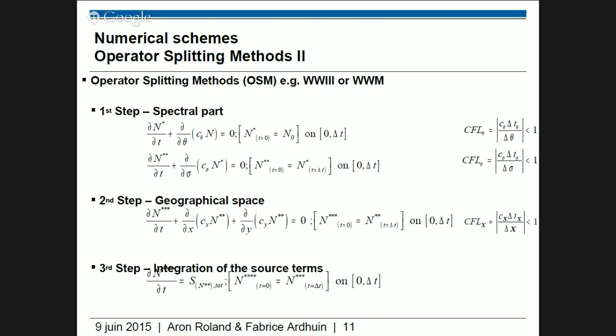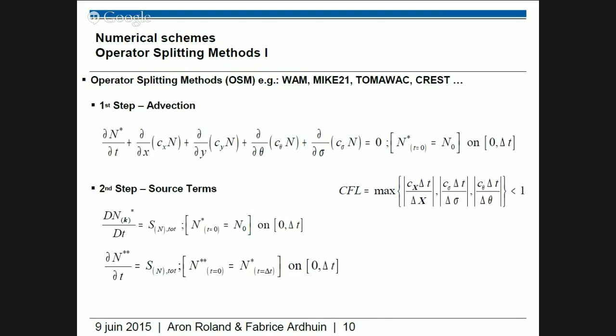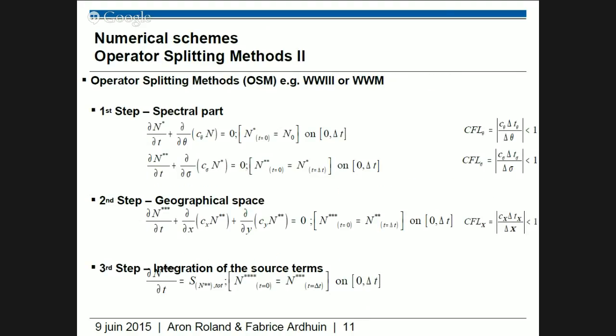This splitting is typically done in TOMAWAC because it's integrating the spatial and the refraction at the same time using ray trajectories. In WAM or WaveWatch, there's another splitting level between the spectral advection, so the turning of the waves, and the spatial advection. So we actually have 3 steps of the equations.